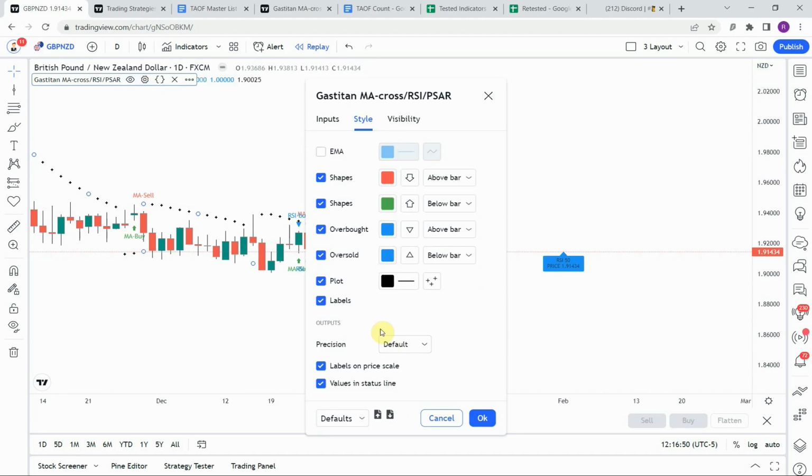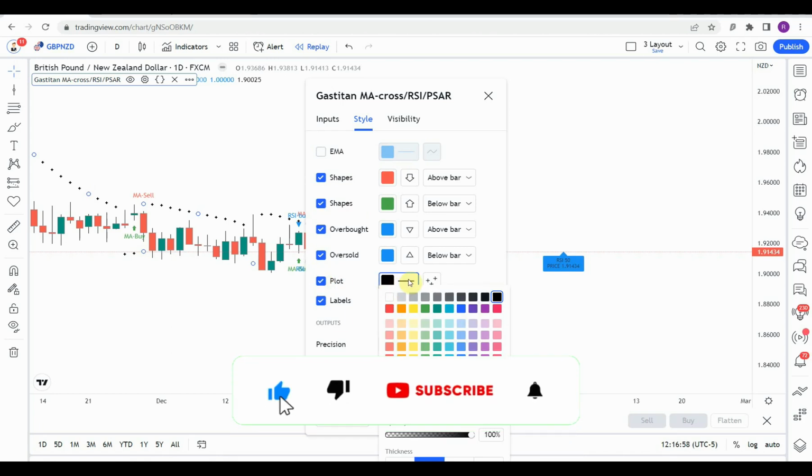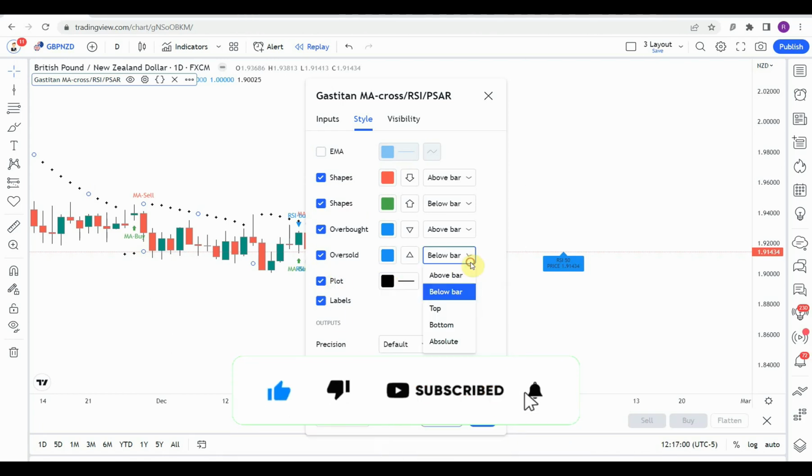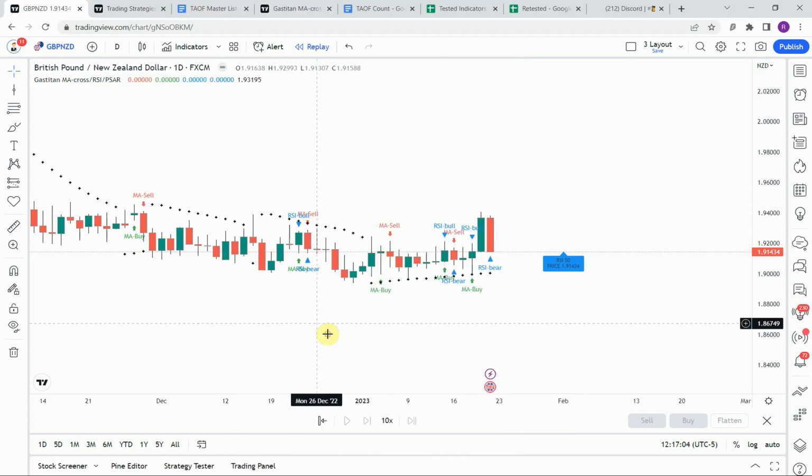As far as the modification to it, I turned off the EMA line here. I changed this parabolic SAR to black, and I bumped up the line weight of it just a little bit so that way it stands out a tad bit more, which gives us what we're looking at here.